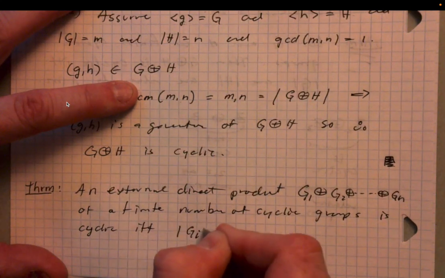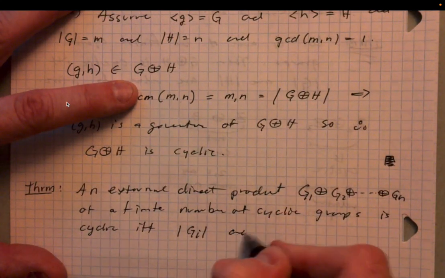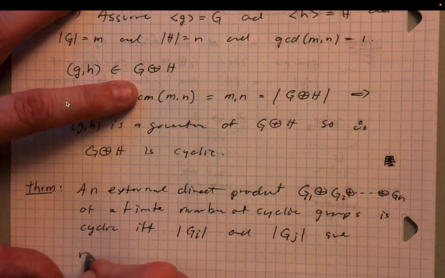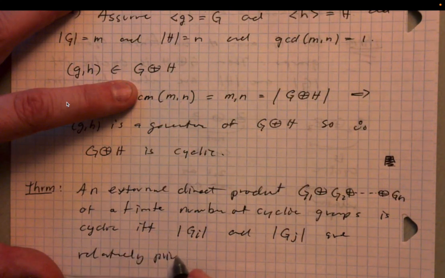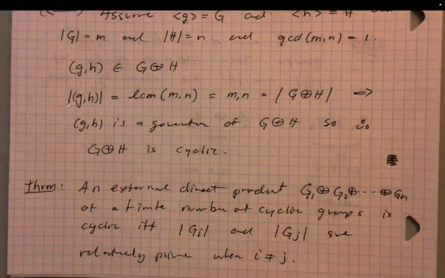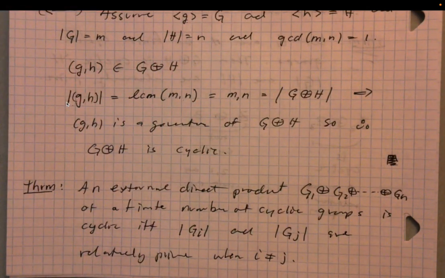in this case, the order of G_i and the order of G_j are relatively prime when i is not equal to j. So it's the same idea. It's just that obviously the number of pairs you have to check increases as the number of groups in the external direct product increases. Very good. So that's that theorem.